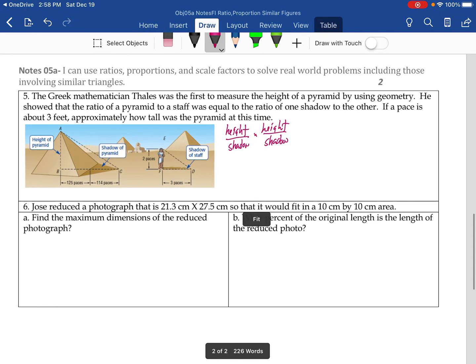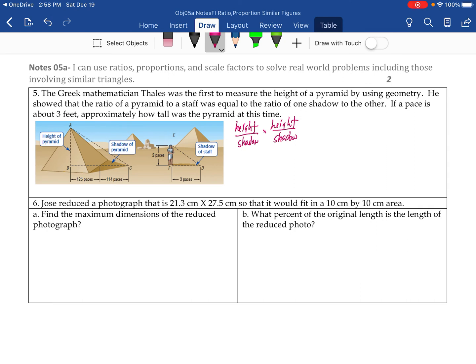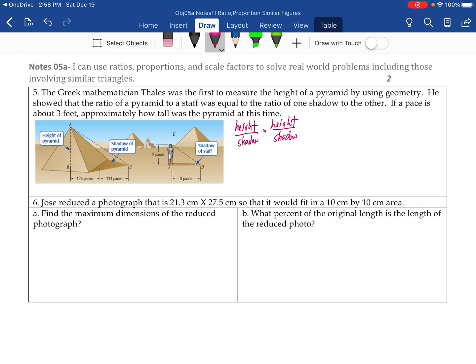And if we were live, we'd be doing an activity like this. Unfortunately, because we're not, we can't really do this. But basically, he figured out that at a certain time of day, this person right here was 2 paces tall and the shadow was 3 paces long. So 2 over 3. At the same time of day, this shadow and the height of the pyramid are going to be proportionate. And so they knew they could figure out the width of the pyramid and the length of the shadow. So that was going to be 125 plus 114, which is 239 paces.